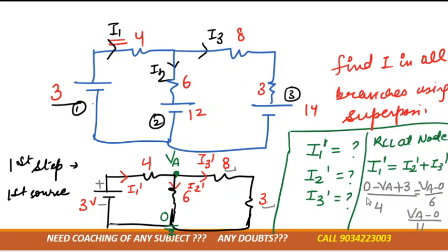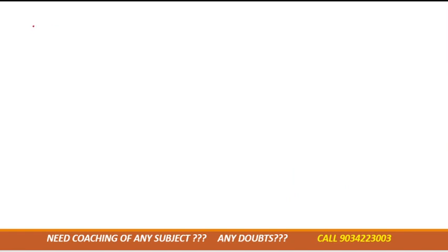Now what we can do, this is a one variable equation, and after solving this we'll get the value of VA, correct? This is only for one variable, so we can solve it simply. After getting the value of VA, we can put the value of VA here, then we'll get I1', then I2', and then I3', right? So in the first step, we needed to calculate I1', I2', and I3', which we have already calculated.